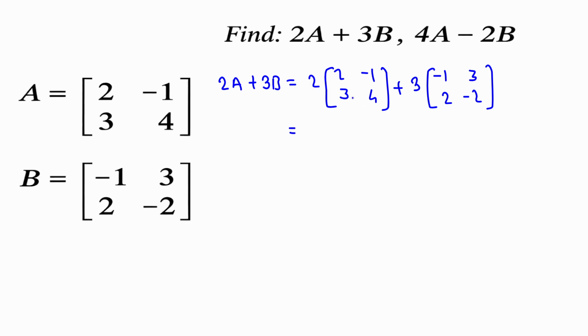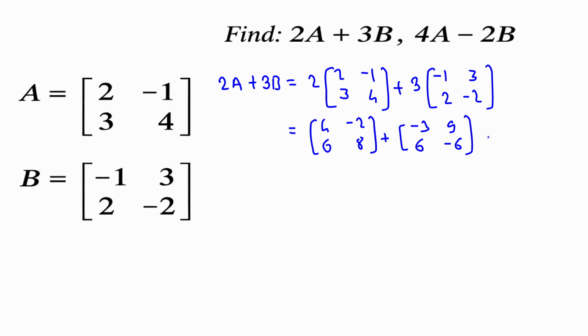Now what you have to do, you have to multiply 2 inside to each term separately. Okay, I'm multiplying 2 inside to each term. So we'll get 2 times 2 will be 4, 2 times minus 1 will be minus 2, 2 times 3 will be 6, and 2 times 4 will be 8. Plus sign will be as it is. Now multiply 3 inside to each term separately. So you will get 3 times minus 1 will be minus 3, 3 times 3 is 9, 3 times 2 is 6, and 3 times minus 2 will be minus 6.